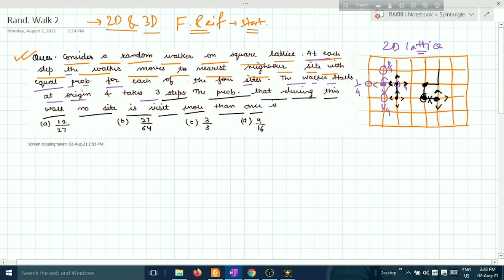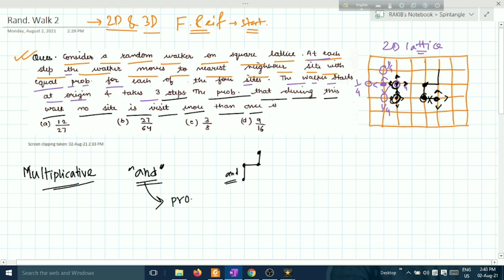Now there is a multiplicative probability distribution. Why multiplicative? Because if you are going from this point to this point, then there is a relation between this point and this point. There is no either or relation, there is an and relation between them. You have to go from this point to this point, then this point to this point, then this point to this point. And relation means probability gets multiplied.